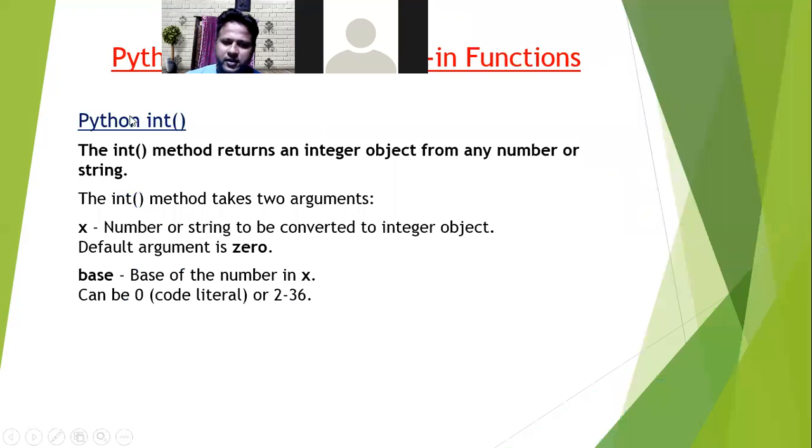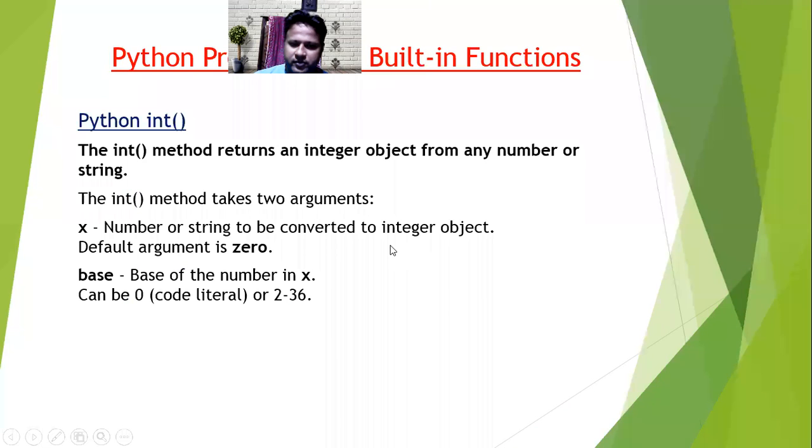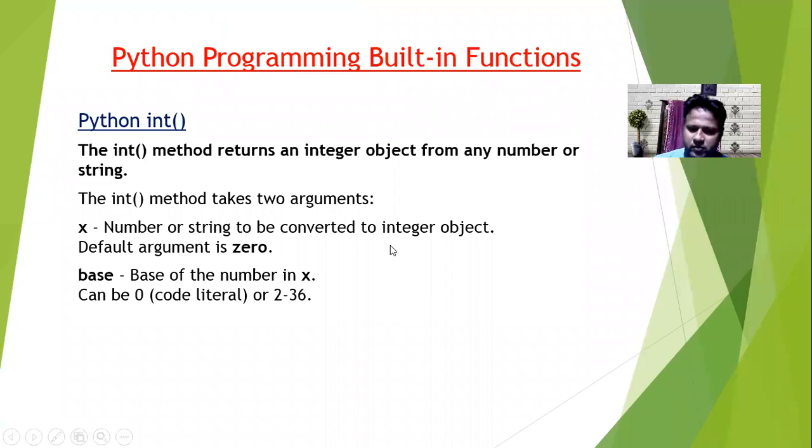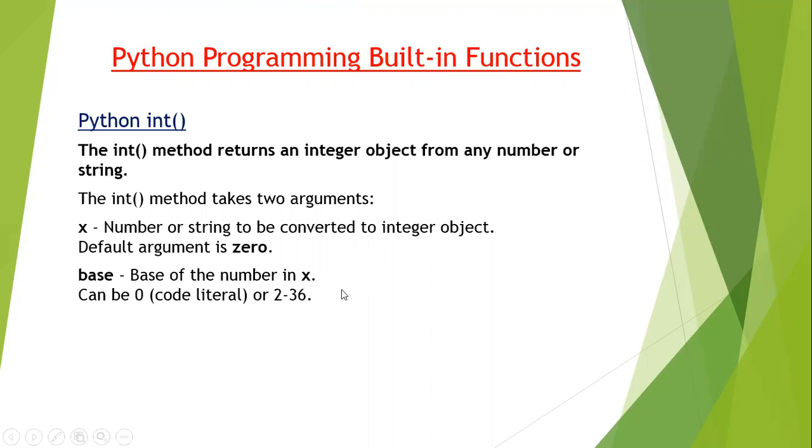Then the Python int method returns an integer object from any number or string. The int method takes two arguments. X is the number or string to be converted to the integer object, and base is the base of the number in x.